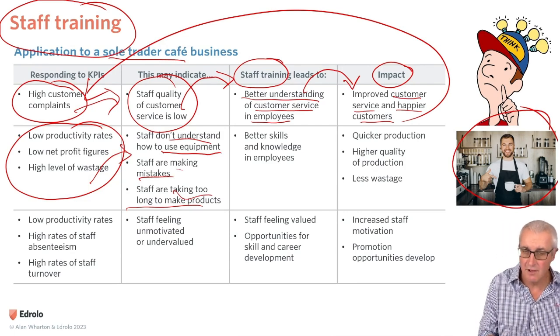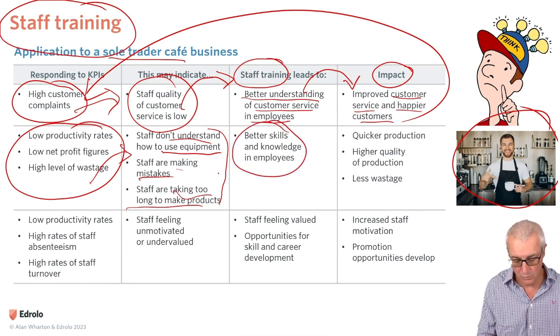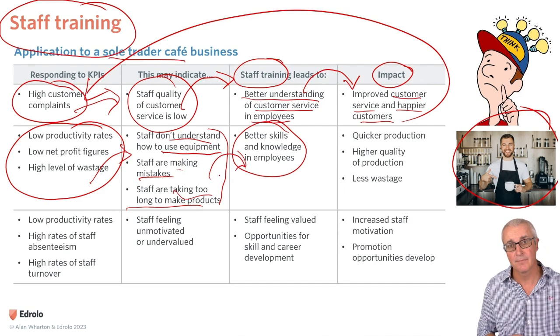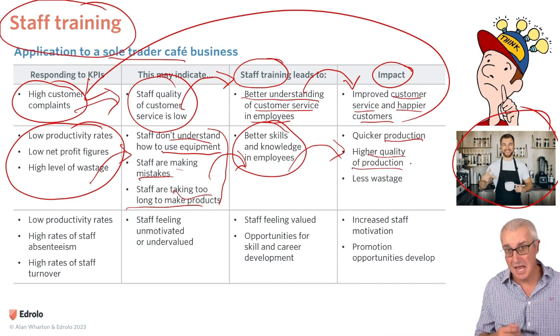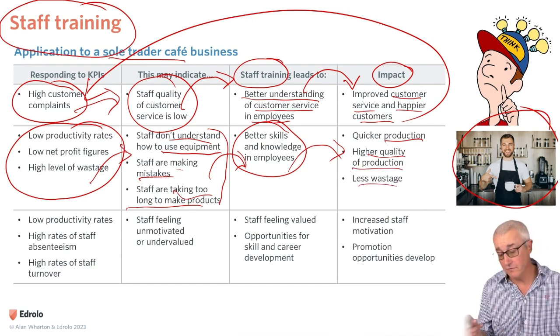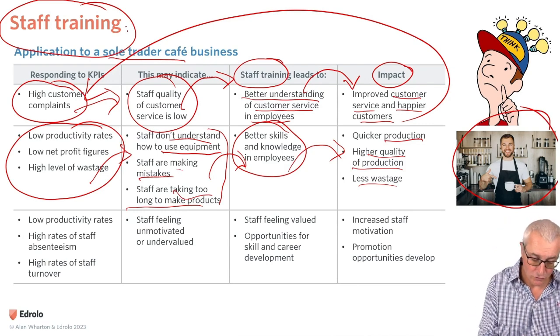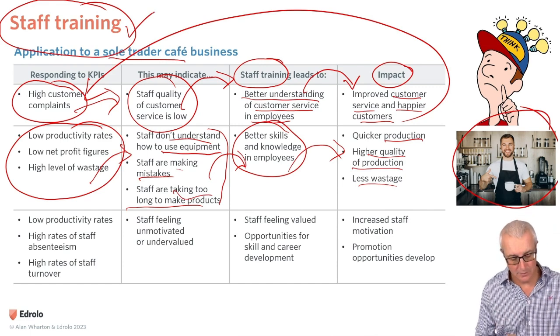Well, clearly our staff aren't doing a good job there, and training, giving them better skills and knowledge on the equipment will help resolve that. And once they're better trained, they can be quicker at production, make better quality coffees, and have less wastage of milk and coffee grounds. So you can see again, we're developing the story and explaining how the strategy we've got in mind here can help to deal with the problems of the key performance indicators.